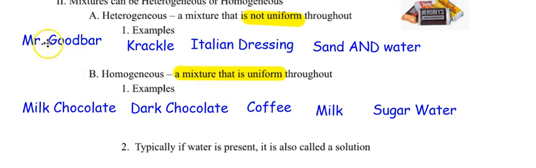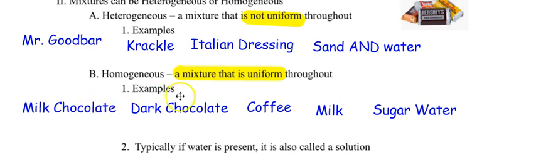So what about Mr. Goodbars? Water in there? No. Crackle? No. Italian dressing? No. It's usually oil and vinegar. You might add a little water, I don't know, but no. All right. Sand and water, that would be a solution. But the problem is it's not homogeneous. So I guess I wouldn't call it a solution. It has to be homogeneous to be that.